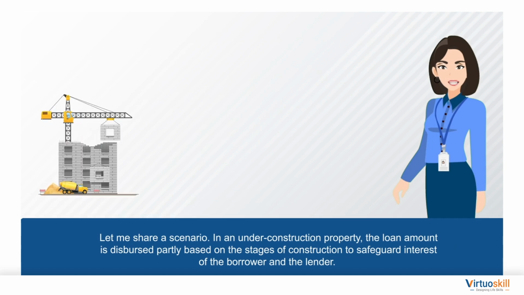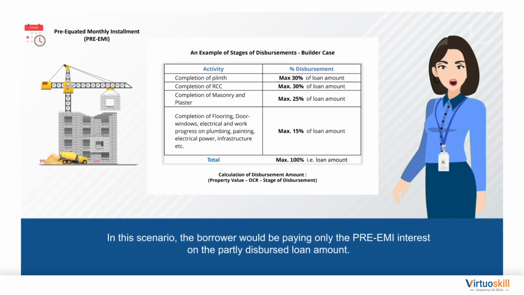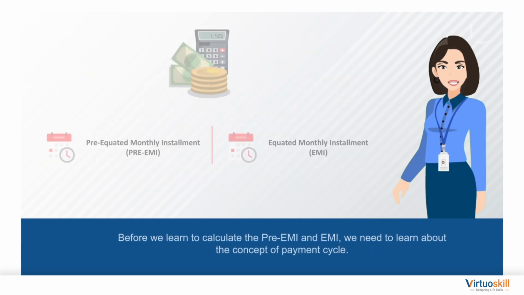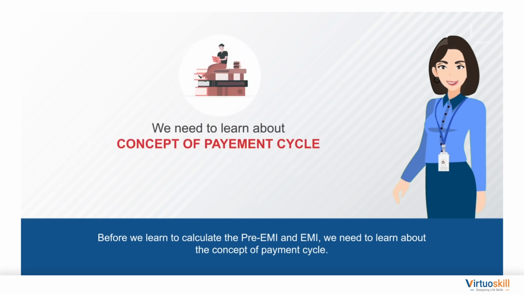In an under-construction property, the loan amount is disbursed partly based on the stages of construction to safeguard the interest of the borrower and the lender. In this scenario, the borrower would be paying only the pre-EMI interest on the partly disbursed loan amount. Before we learn to calculate the pre-EMI and EMI, we need to learn about the concept of payment cycle.